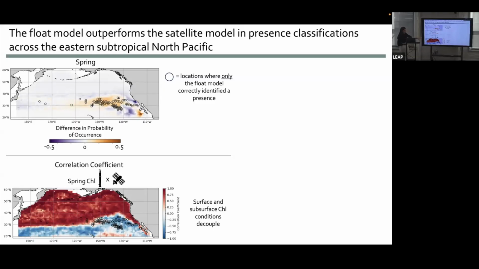And at those locations, we see little or weak negative correlations for chlorophyll, meaning that surface conditions are not a reliable proxy for subsurface conditions in this area. So this decoupling helps to explain why the satellite model may have missed some suitable habitat here that the fish are actually using.